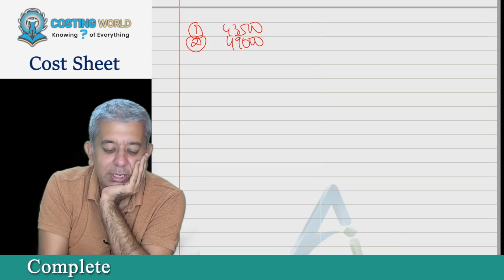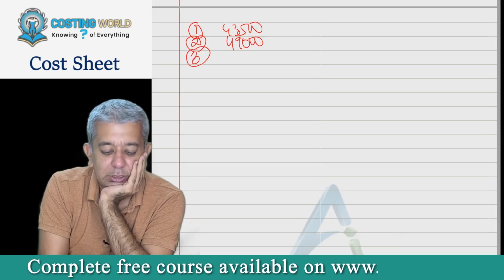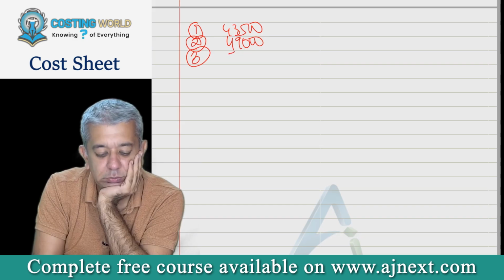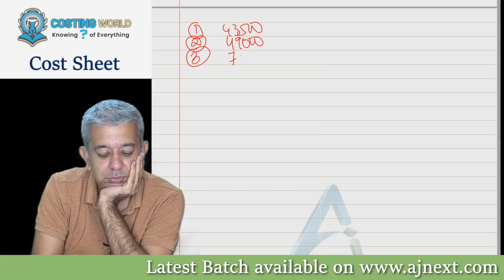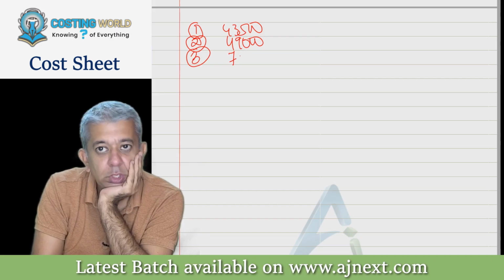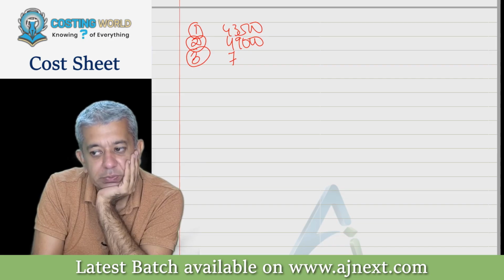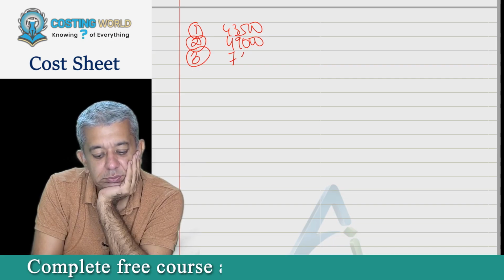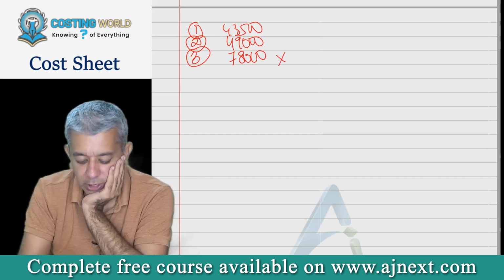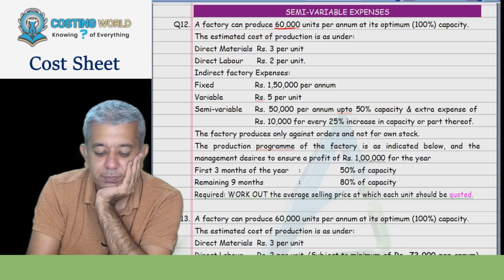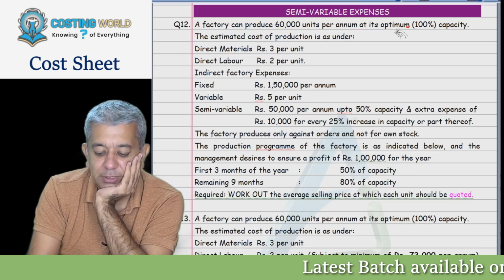Come on, you can tell me more answers. Somebody got 78,000, total units produced in the entire year. So obviously that's wrong only because your answer cannot be more than 60,000. No madam, 60,000 is the max capacity.